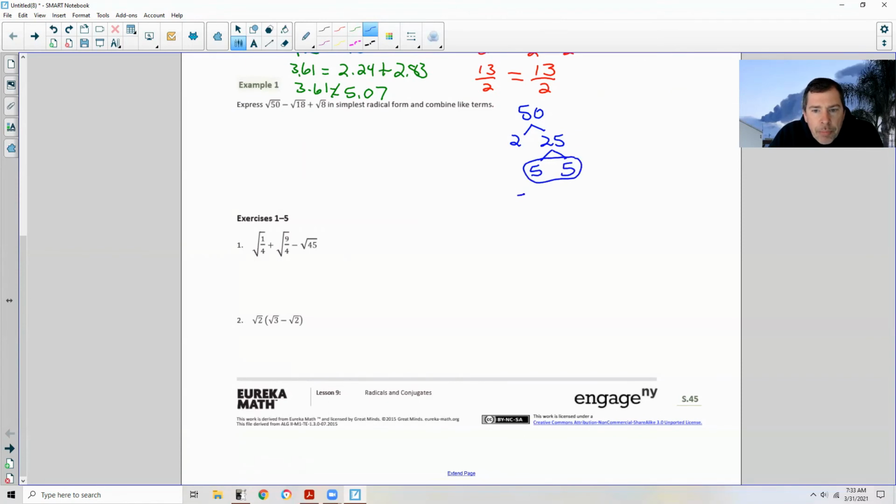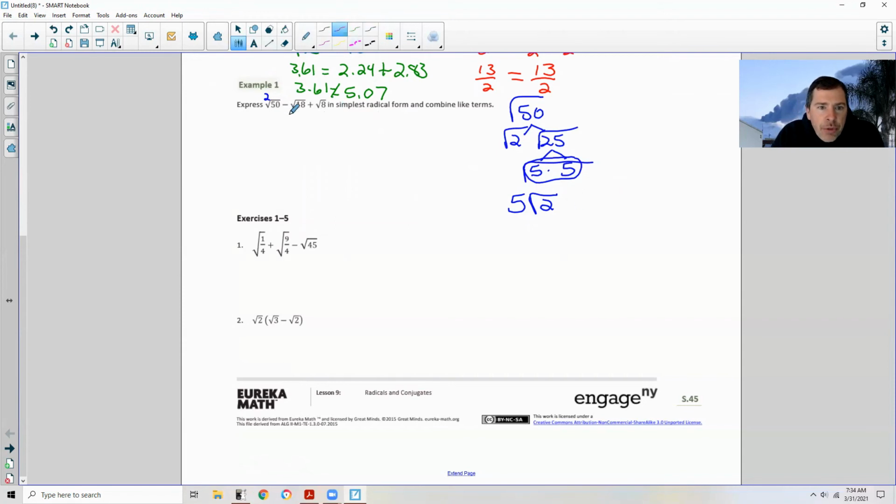Pairs become numbers outside the radical, because 5 times 5 is 25, and the square root of 25 is 5. So if you have a pair of 5s, whatever your index is, the index is 2 in this case, that's how many numbers you need in your factor tree to make 1 outside. And then my remainder is going to stay under the radical. So I get 5 square root 2 for radical 50. If I put that in radical form, I guess that'd make more sense. These would all be in radicals, by the way. And the square root of 25 is 5, and then you can see it.